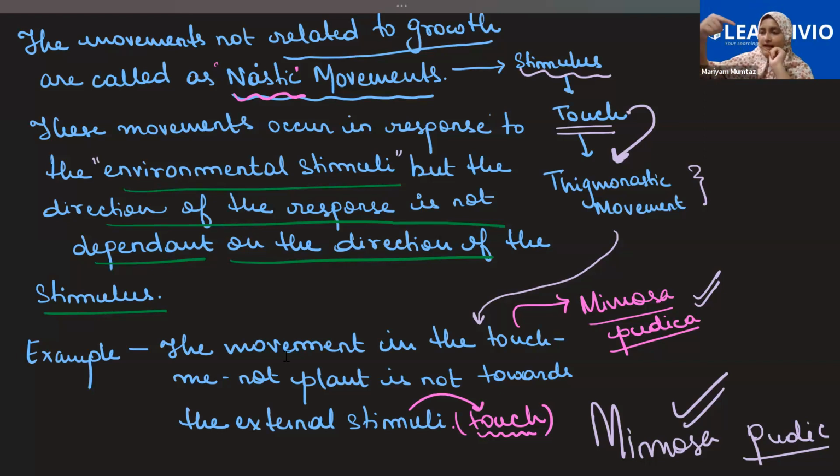So for example, the direction of the stimulus was this, and the plant was supposed to open, or let's just say stay open towards you, right? But what did it do? It closed itself, right? The leaves folded. So that kind of movement is a nastic movement, which was shown by the Mimosa pudica. Okay.